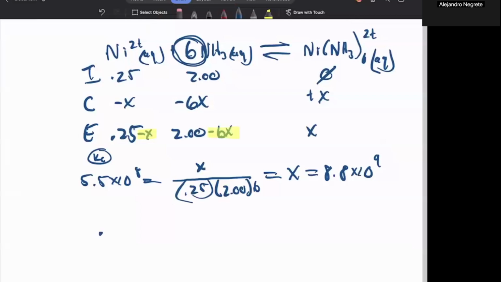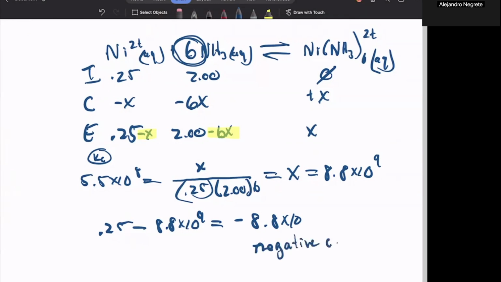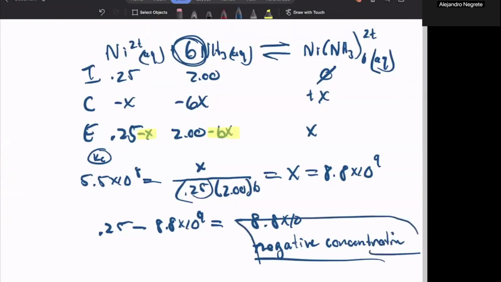So 0.25 minus 8.8 times 10 to the 9. And what do we get? We get this ridiculously large negative concentration. We cannot have a negative concentration.